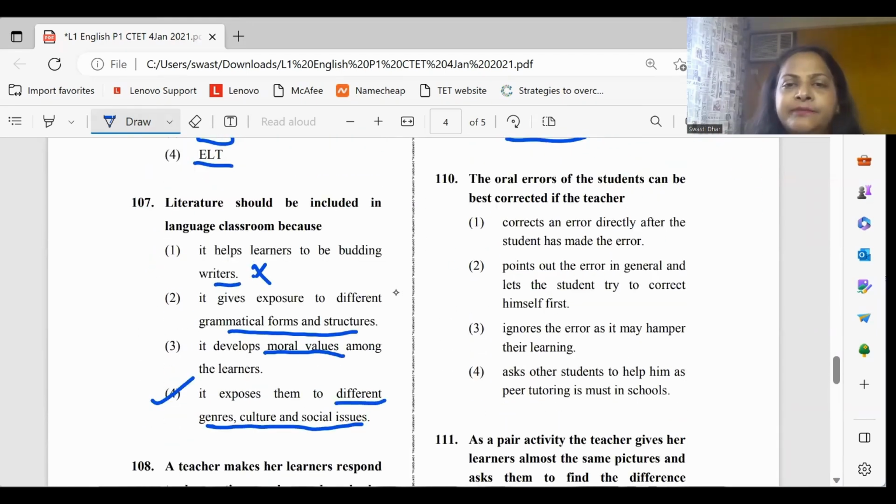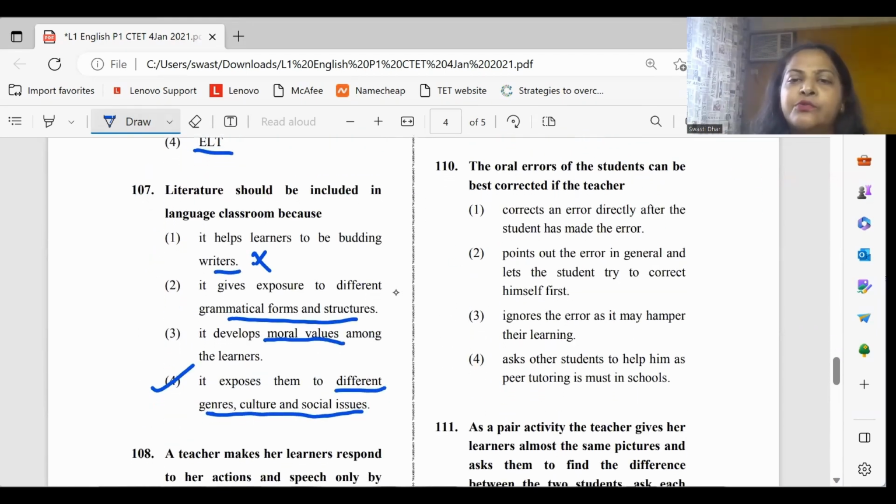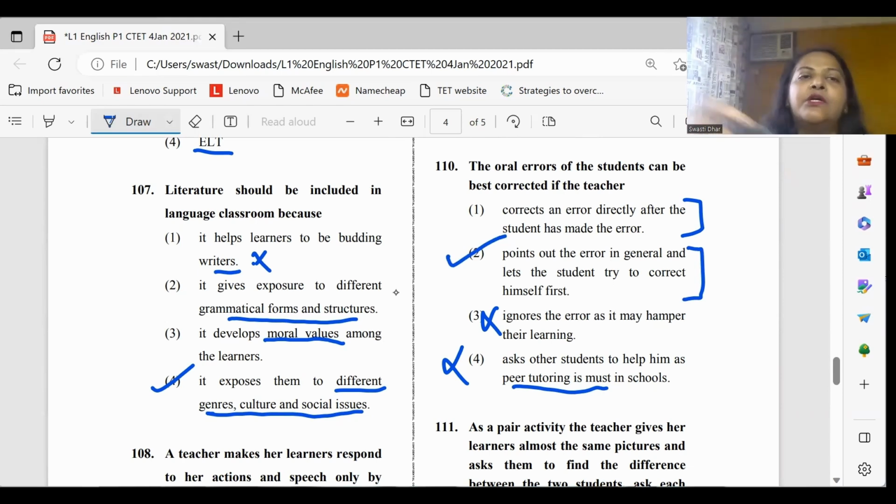Question 110. The oral errors of the student can be best corrected. So ignore the error, no, and ask other students to help. Peer tutoring is a must. So when such lines are there, these are usually wrong options. So you have two, it corrects the error directly after the student has made an error, or should you point it out in general and let the student correct himself first? So this is the best option, the better option.